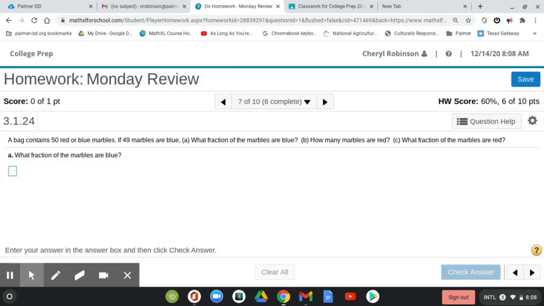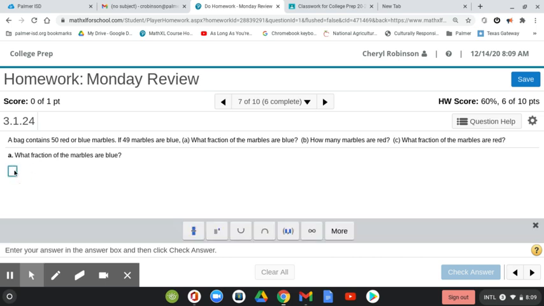Okay. And then 7 has to do with fractions. What fraction of marbles are blue? Well, I have 50 red or blue marbles. If 49 are blue, what fraction are blue? So that's 49 out of 50. So we make a fraction. You wouldn't expect that many.